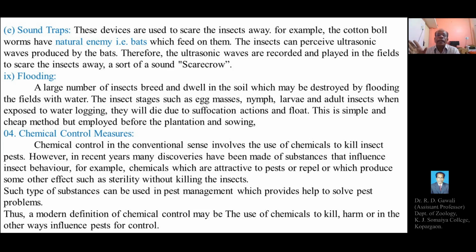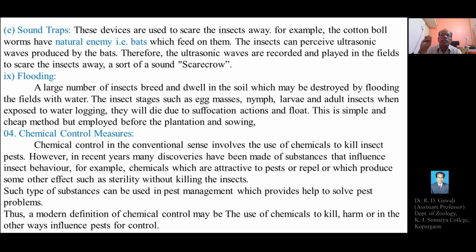This is quite a simple technique, flooding of the crop field containing insect pests which have a habit of breeding or dwelling in the soil. A large number of insects which are breeding or living in the soil may be destroyed simply by flooding the fields with water. Insect pest stages such as egg masses, nymphs, larvae and adult insects living in the soil, when exposed to waterlogging or flooding, will die due to suffocation and can float onto the water after their death.